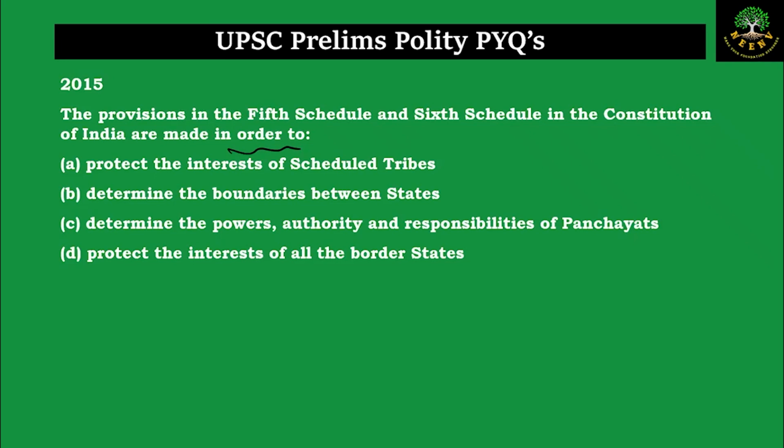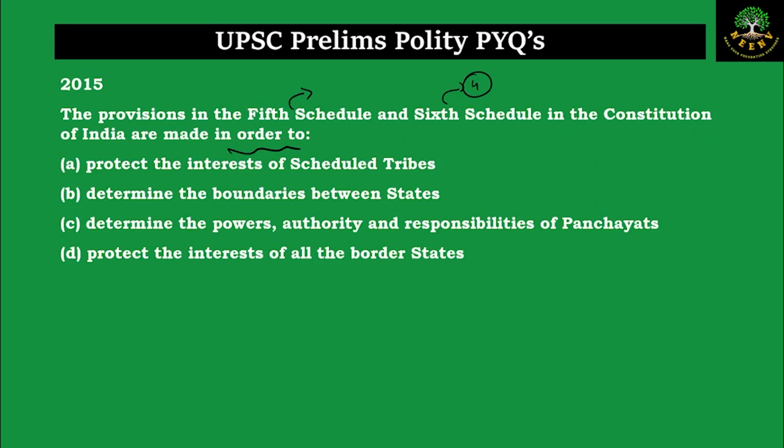Now here you need to recall what is mentioned in 5th schedule. The 5th schedule declares certain areas as scheduled areas and tries to protect the tribes which are there. And 6th schedule declares 4 states and tries to protect the scheduled tribes in those particular areas.